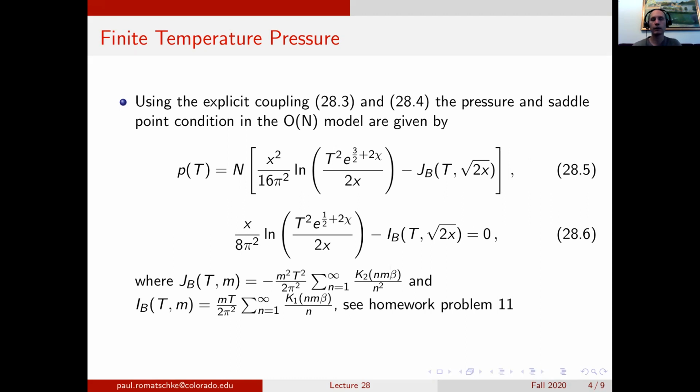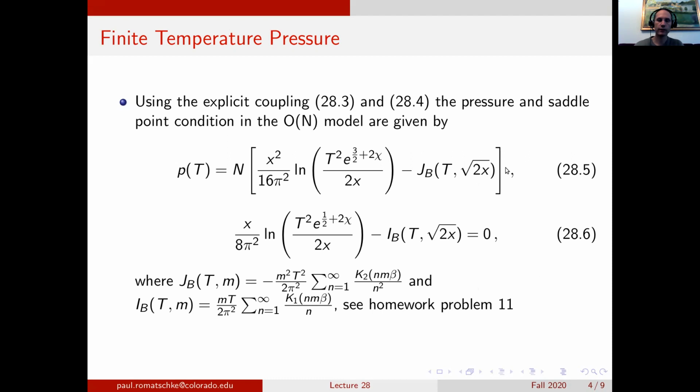I also want to recall that these functions JB and IB are functions that appeared throughout the course before. They are given as simple thermal integrals, and in the case of the scalar field theory in 3+1 dimensions, these can be written as infinite sums over Bessel functions K2 and K1 in the following way. I also want to recall that we had a homework problem number 11 that really involved these functions.